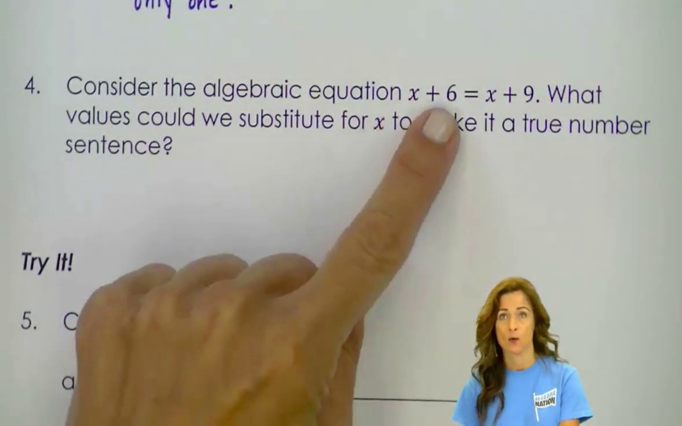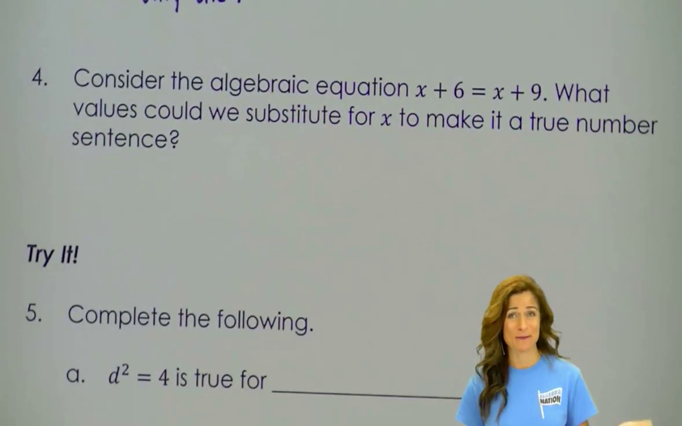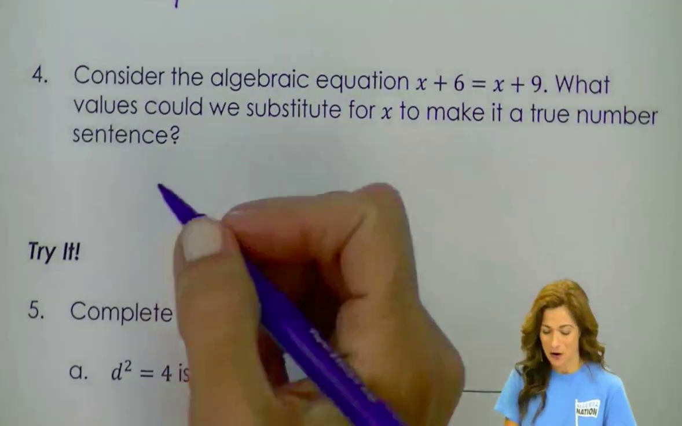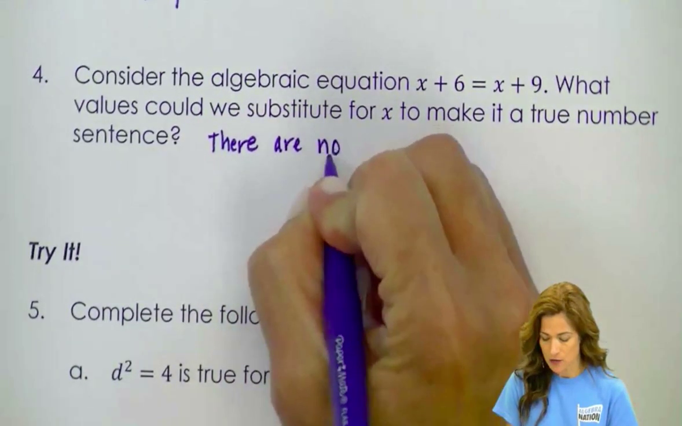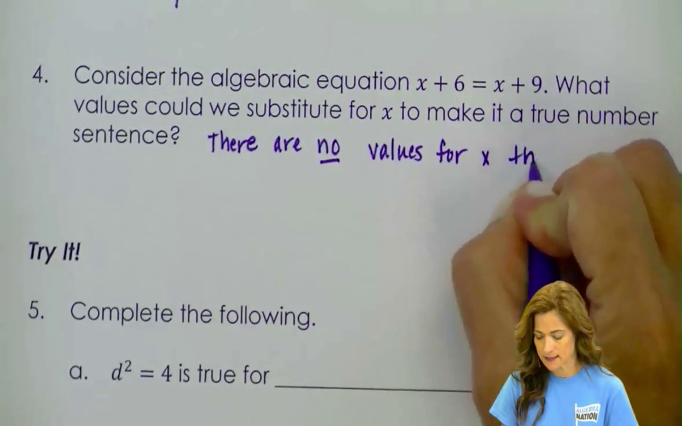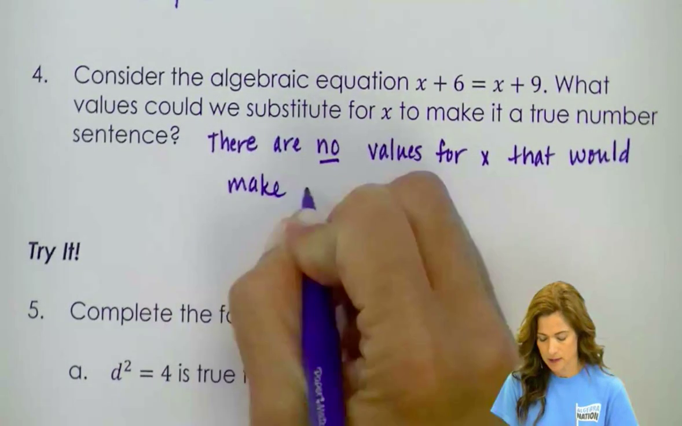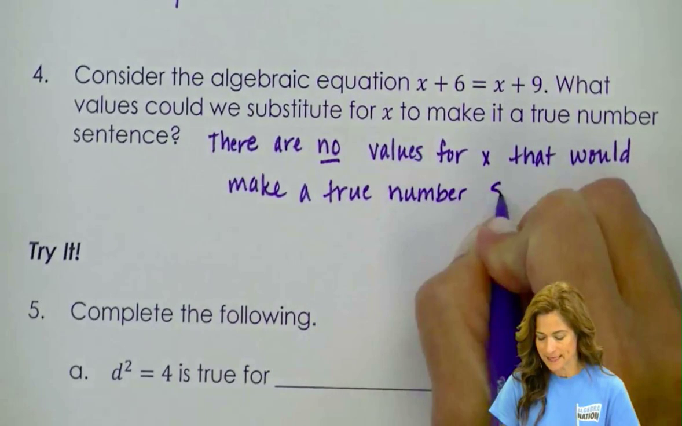If x is 1, 1 plus 6 is 7, and 1 plus 9 is 10. There's no way I can take a number and add 6, and that's going to be equal to that same number plus 9. So what values can we substitute for x and make this a true number sentence? There are no values for x that would make a true number sentence.